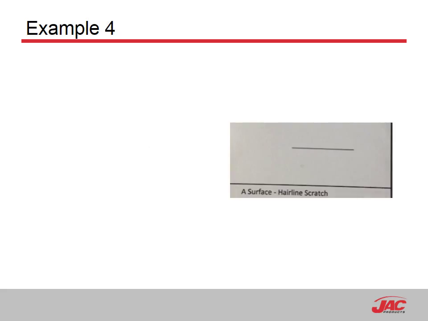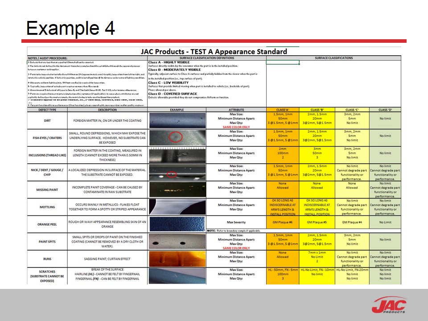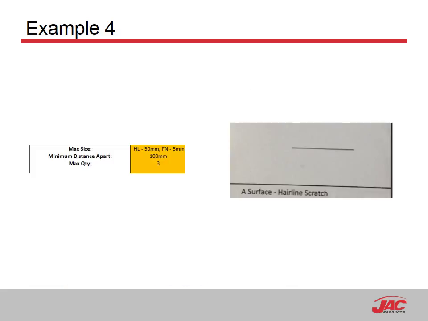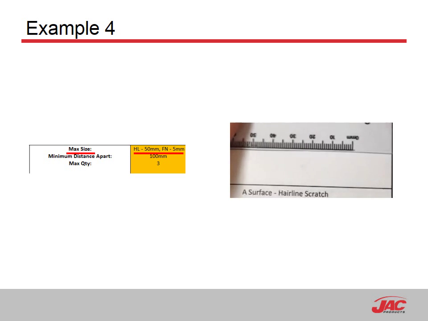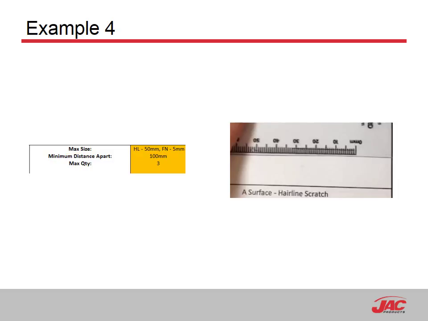Let's look at one last example. This is an A surface hairline scratch. Once again, we look up scratch on the A surface on our appearance standard. This time, the scratch is identified as hairline, so we will use the 50 millimeter max size criteria. Using the ruler, we measure the length of the scratch, and it is less than 50 millimeters, so the size is acceptable. Next, we look at quantity.